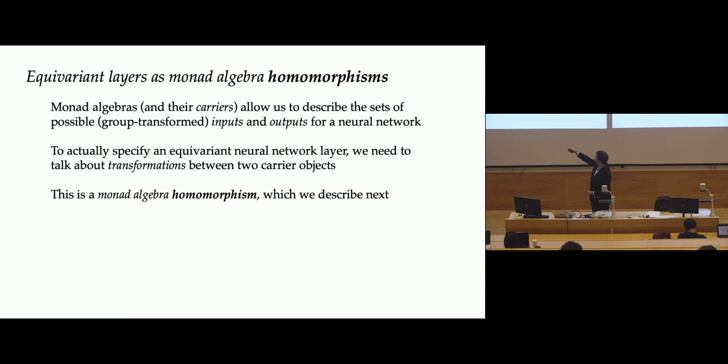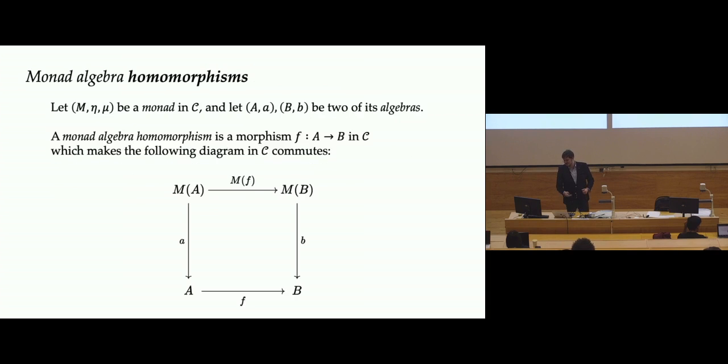So to actually specify a neural network that is equivariant, we need to define a morphism that will connect our two carrier objects, and that is a monad algebra homomorphism. If you remember, at the very beginning I said we can use monad algebra homomorphisms to describe all of geometric deep learning. This is how we're going to do it. As we discussed, this monad algebra homomorphism maps two carrier objects from one to another, and equivalently it maps two algebras from one to another.